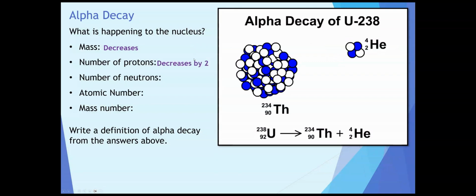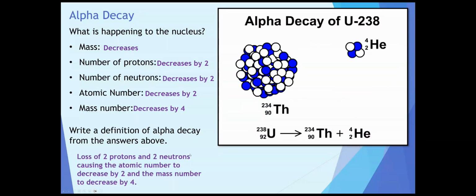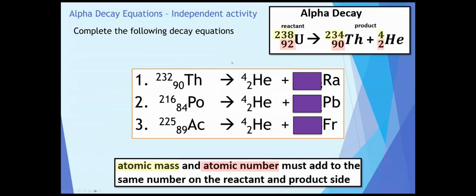It also means we must lose 2 protons, because we lose 2 protons and 2 neutrons. So because the atomic number is the number of protons, that decreases by 2, and because the mass number is the protons and neutrons added together, that decreases by 4. And that can be a definition you can use. A loss of 2 protons and 2 neutrons causing the atomic number to decrease by 2 and the mass number to decrease by 4.